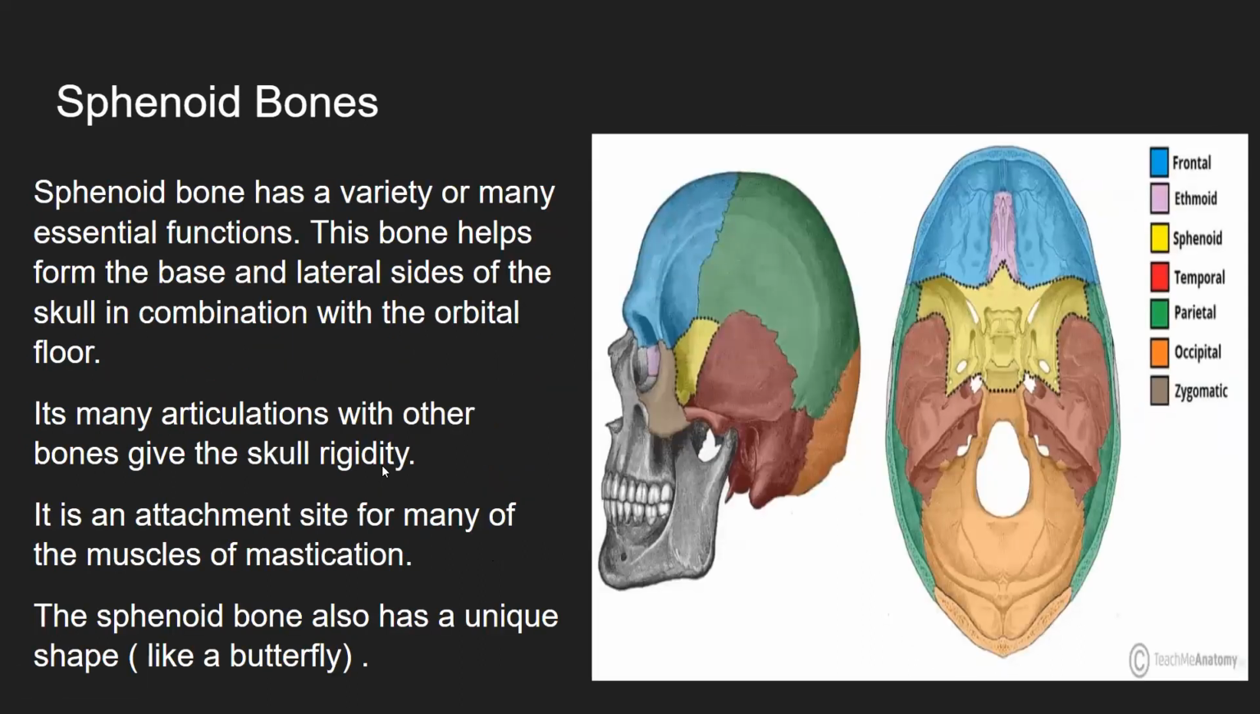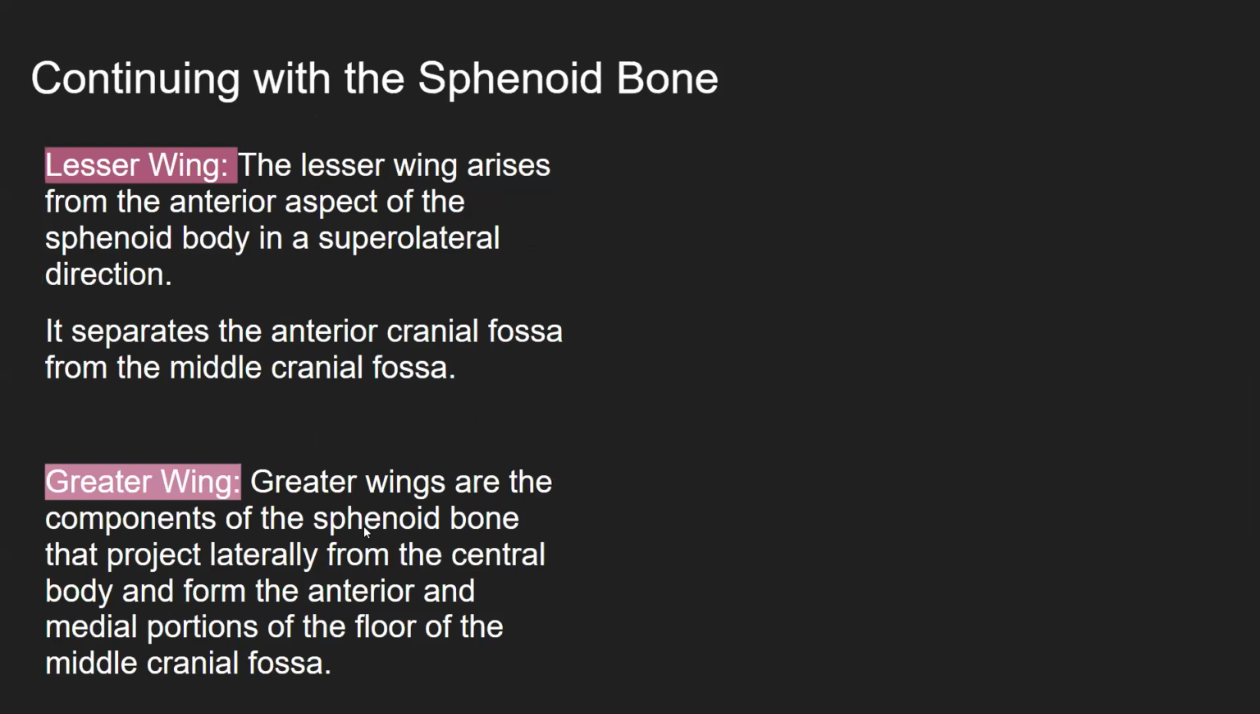It has a variety of many essential functions, and the bone helps form the base and lateral sides of the skull in combination with the orbital floor. Its many articulations with other bones give the skull rigidity. It is an attachment site for many of the muscles of mastication. The sphenoid bone also has a unique shape like a butterfly.